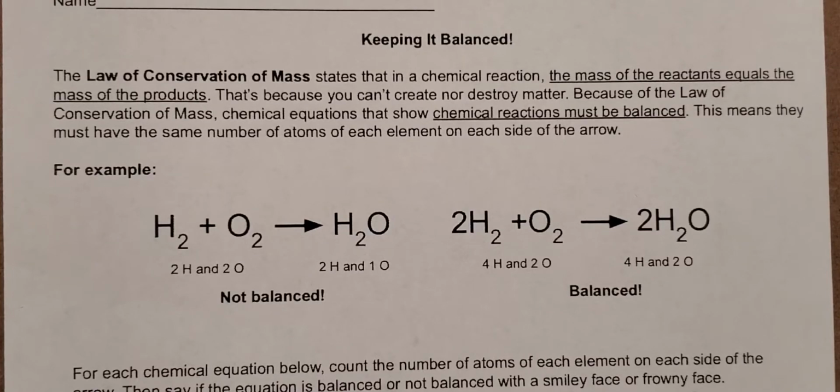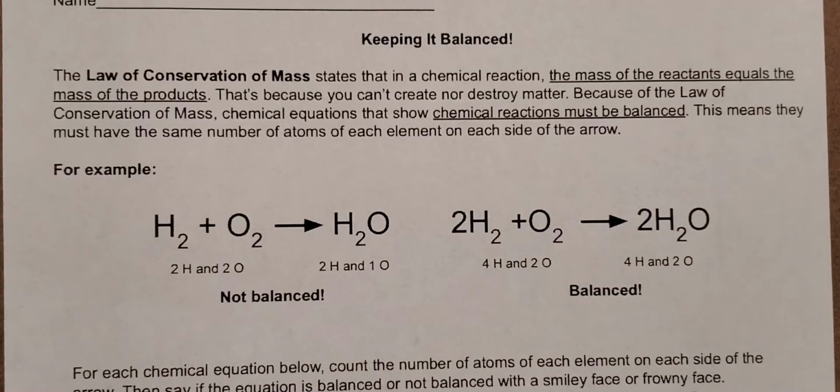So the law of conservation of mass states that in a chemical reaction, the mass of the reactants, so remember the left side, my reactant side, equals the mass of the products. So this is talking about how much they weigh, or their mass. It says that's because you cannot create nor destroy matter. Because of the law of conservation of mass, chemical equations that show chemical reactions must be balanced. This means they must have the same number of atoms of each element on each side of the arrow.